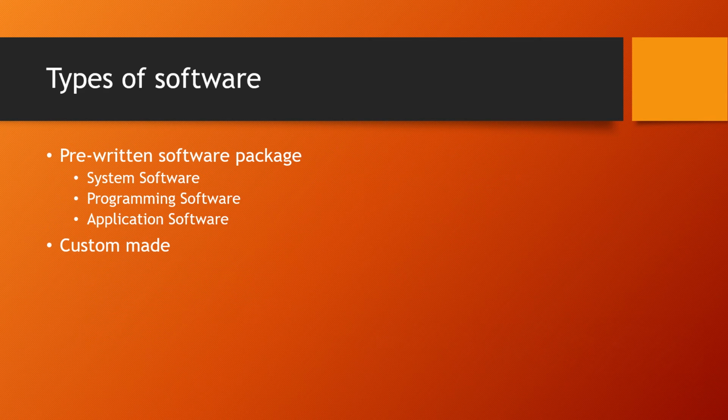Next is types of software. Software could be of generally two different types. First is pre-written software that is already available in your computer system, and the types of pre-written software are system software, programming software and application software. And custom made software are those software that are designed by a user.